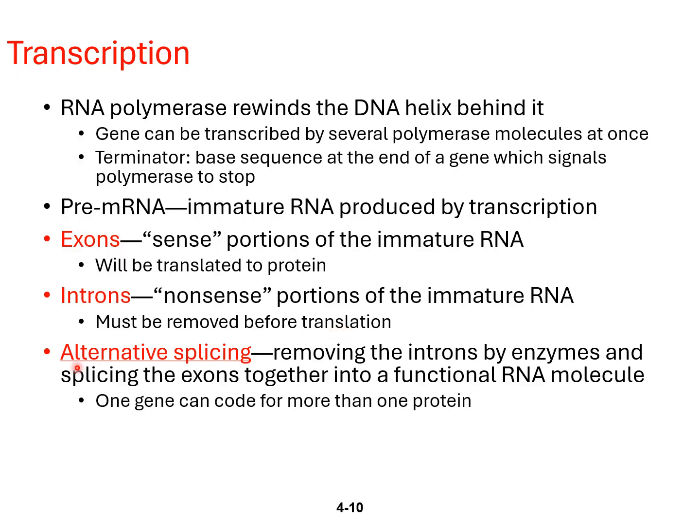It brings us to one term that didn't exist when I was originally in college, called alternative splicing. This is removing introns by enzymes and splicing the exons together into a functional RNA molecule. So one gene can code for more than one protein. We'll look at that later.